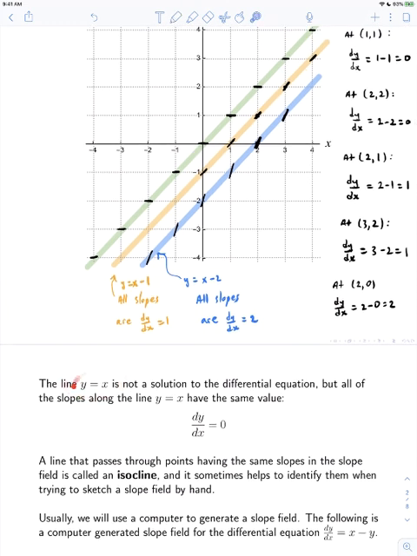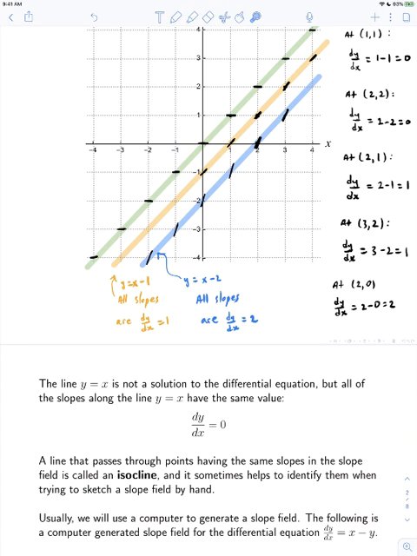So the line y equals x, that's this green one here. This line is not a solution to the differential equation, but all of the slopes along that line have the same value, dy dx equals 0. A line that passes through points having the same slopes in the slope field is called an isocline. And it sometimes helps to identify them when trying to sketch a slope field by hand, like we're doing here.